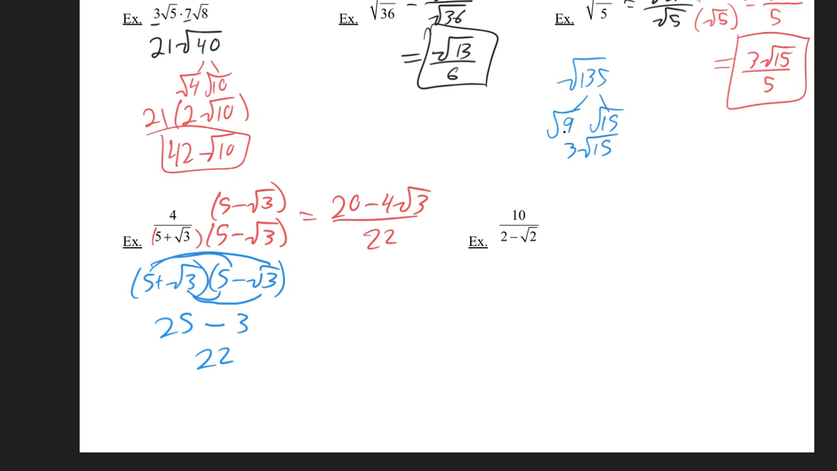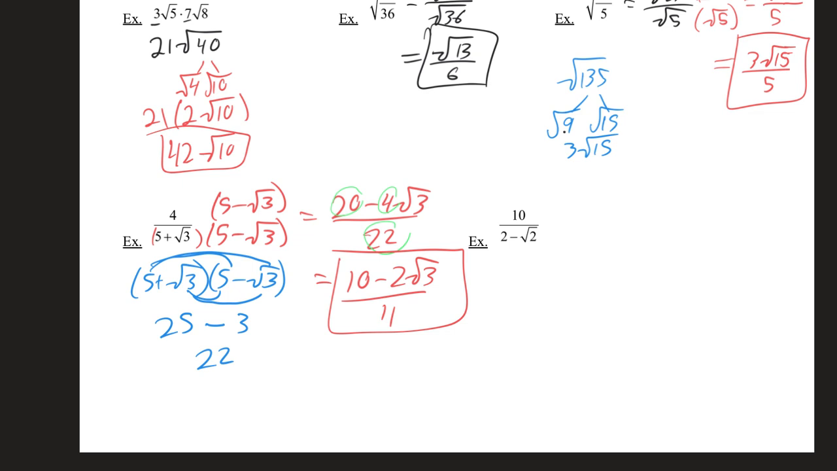Can I simplify that any farther? Sometimes you can, sometimes you can't. You have to look at these numbers on the outside, and if all of them can be divided by the same thing, then I can reduce it further. So they're all even, so I can divide all those constants by 2, and that becomes 10 minus 2 square root of 3 over 11. And that is my most reduced, simplest radical terms.